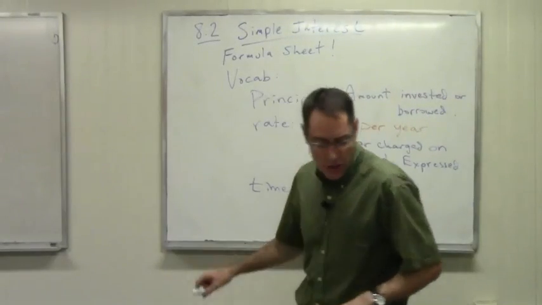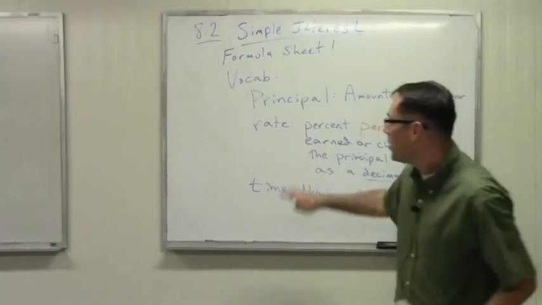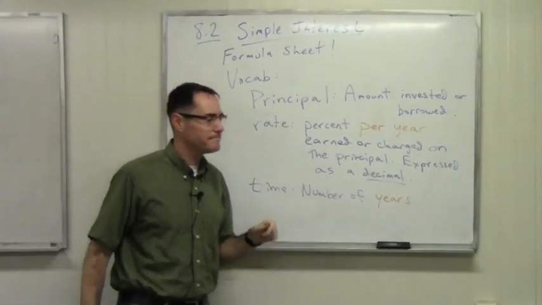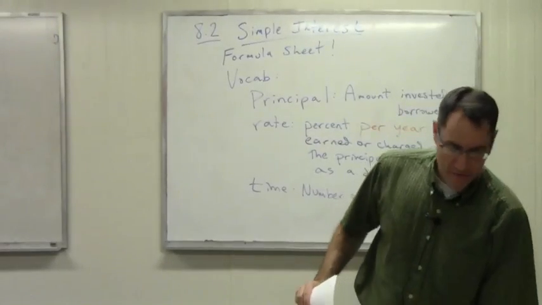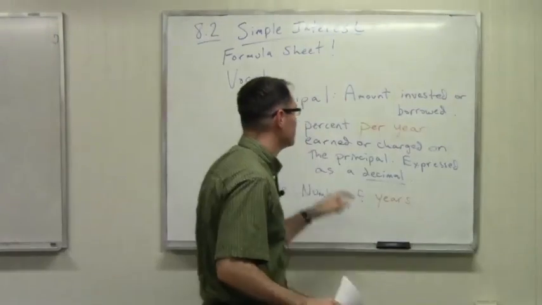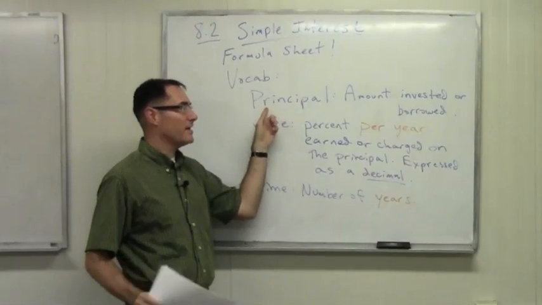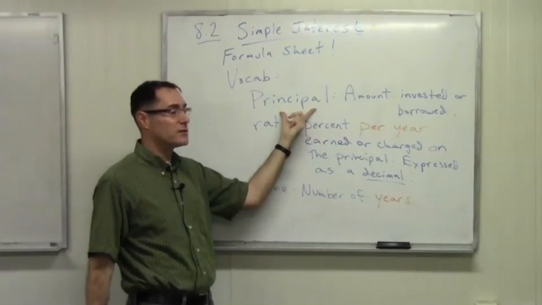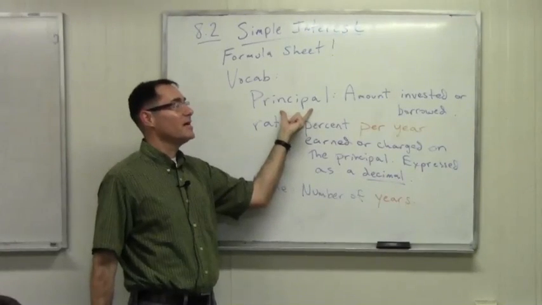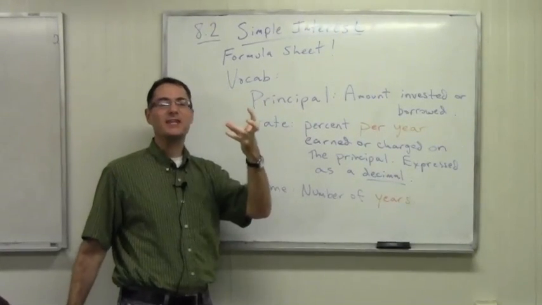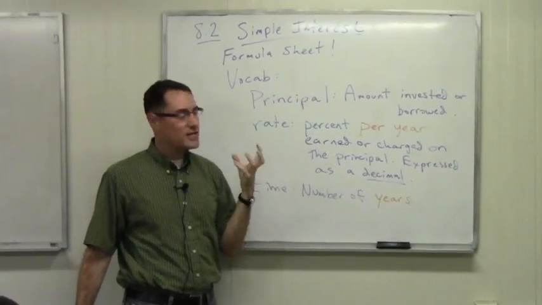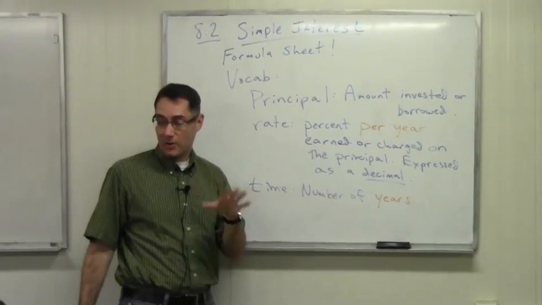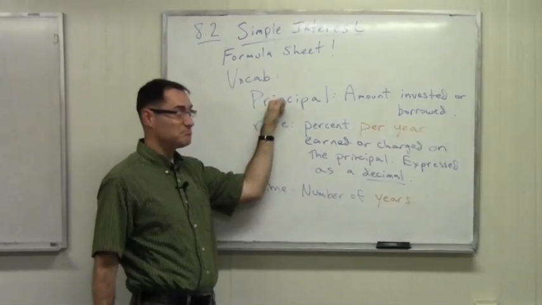Okay, so let's take a look at the vocabulary here. Okay, everybody have a formula sheet now? Good. All right. So for the vocabulary, the first one here is the principal. It's spelled P-A-L, like the principal of your school, although it's not the principal of your school. It's the principal in money terms. It's the amount that you start with. It's the amount of money that you either invest, or if you're borrowing money, that's how much you're borrowing. That's called the principal.